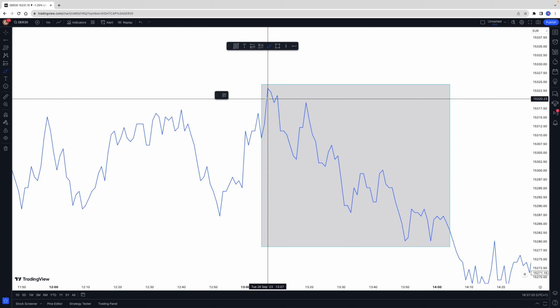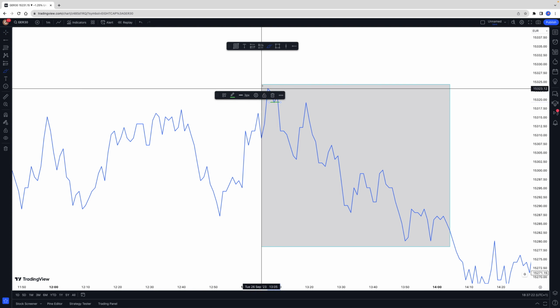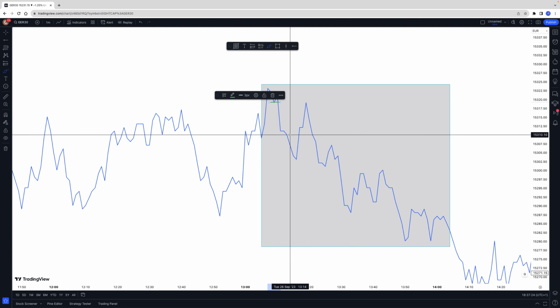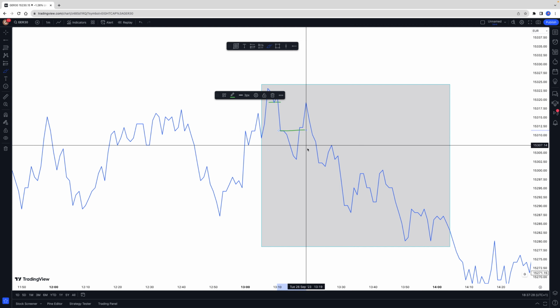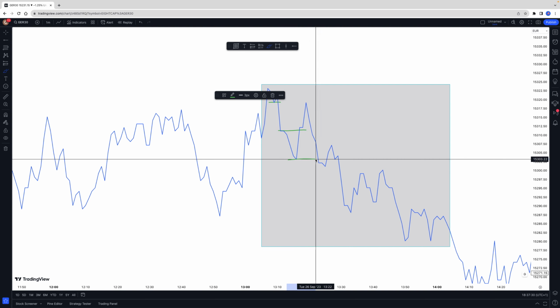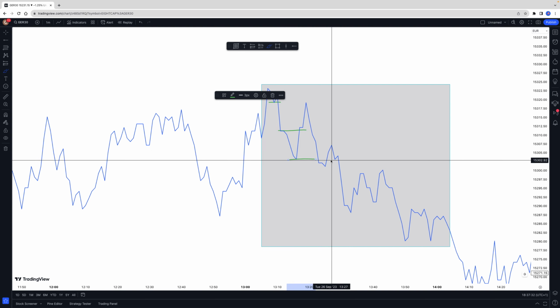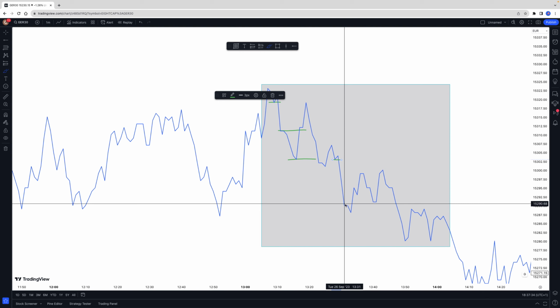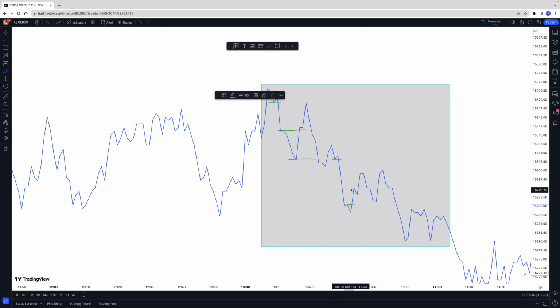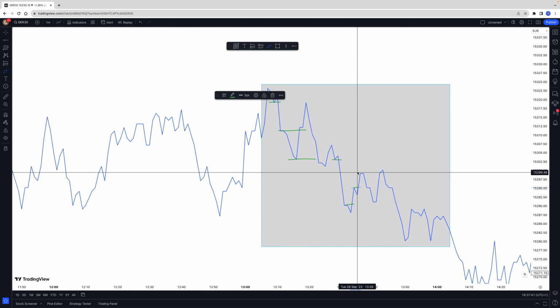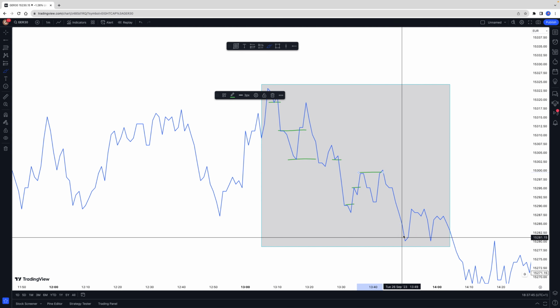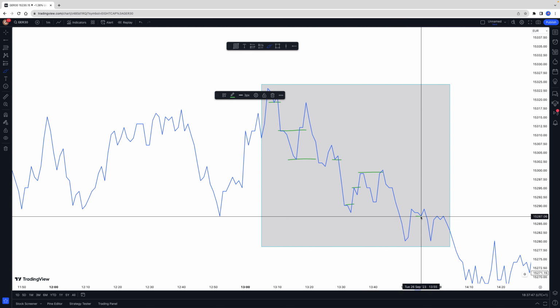So we broke structure to the downside here. Broke structure to the downside. I'm not gonna count this. Broke structure to the upside right here. Back to the downside right here. To the downside again right here. To the upside right here. Upside again right here. Again slightly to the upside right here again. Lower low. Broke structure to the downside right here.